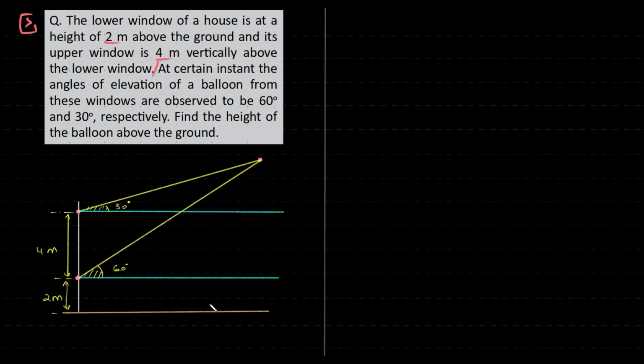Let's read the question again. The lower window of the house. This is our lower window. Let me label it so that it's easy to have the conversation. So this is O, A and B. A is the lower window, 2 meters above the ground, and the upper window is 4 meters vertically above the lower window. What we are marking should match the question. Find the height of the balloon from the ground. So this entire height is what we have to find.